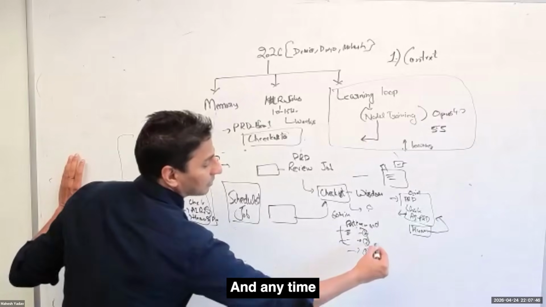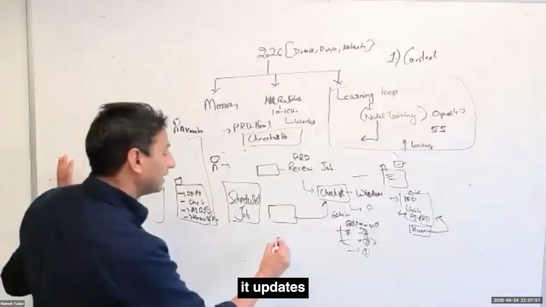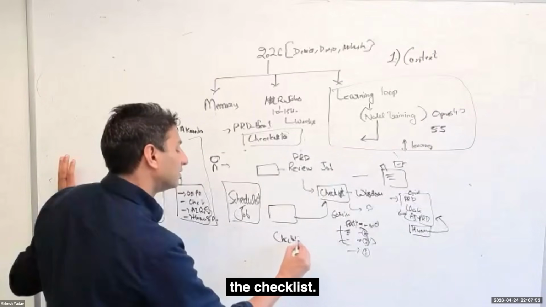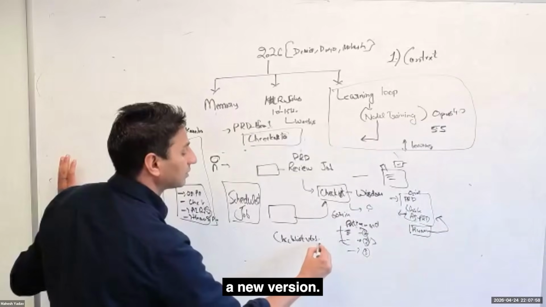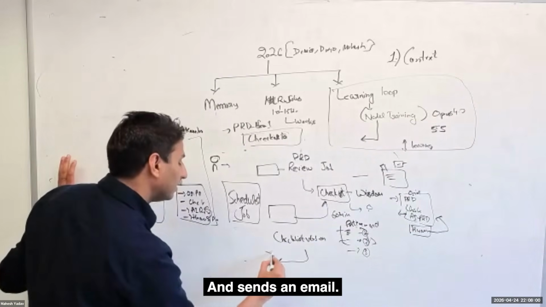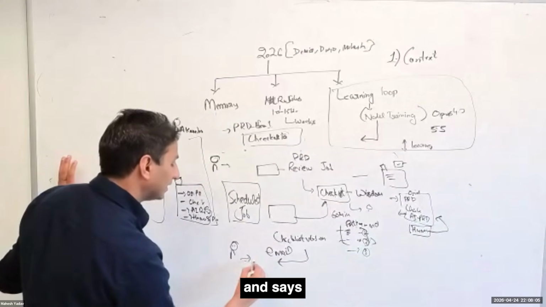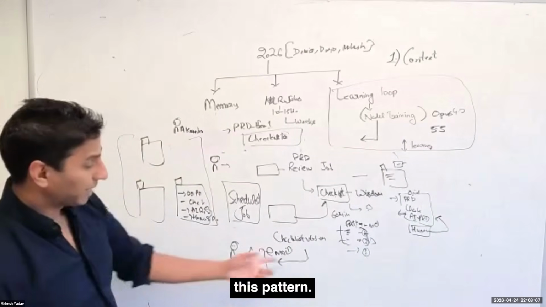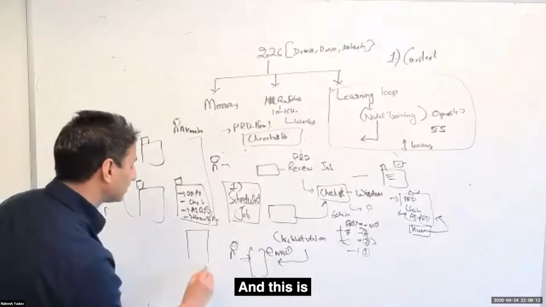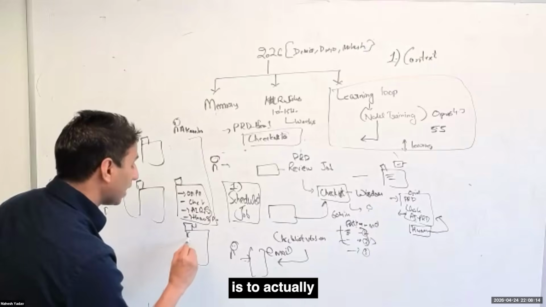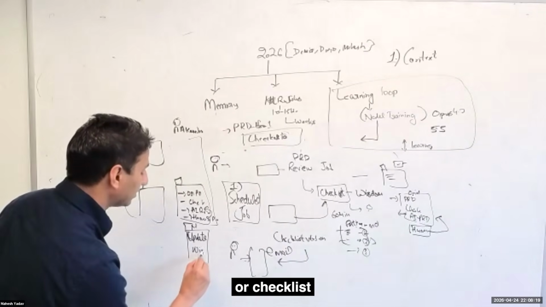And anytime a pattern count goes above 2, it updates the checklist, this one, to a new version and sends an email to me, Mahesh, saying, hey, I have found this pattern. So this is a third job. And this is the fourth job, whose job is to update the wisdom, or not update the wisdom, the checklist.